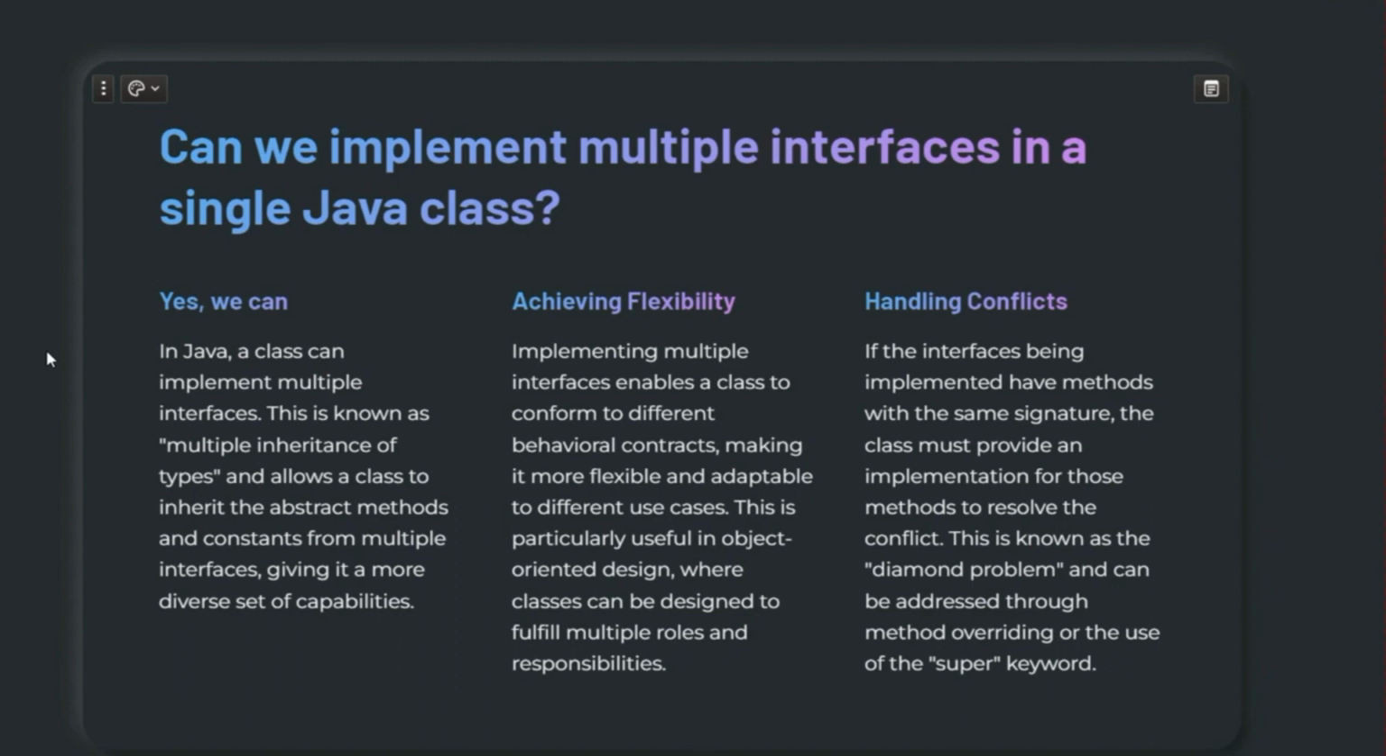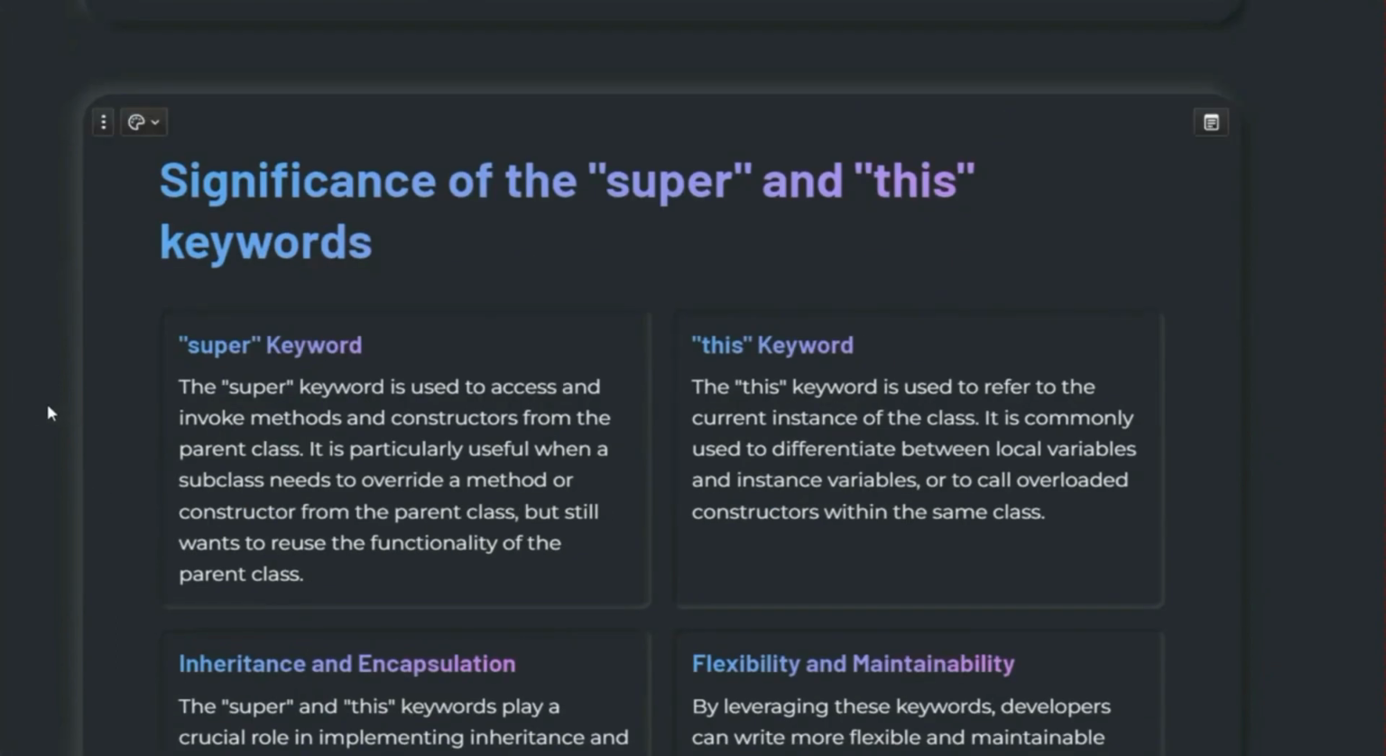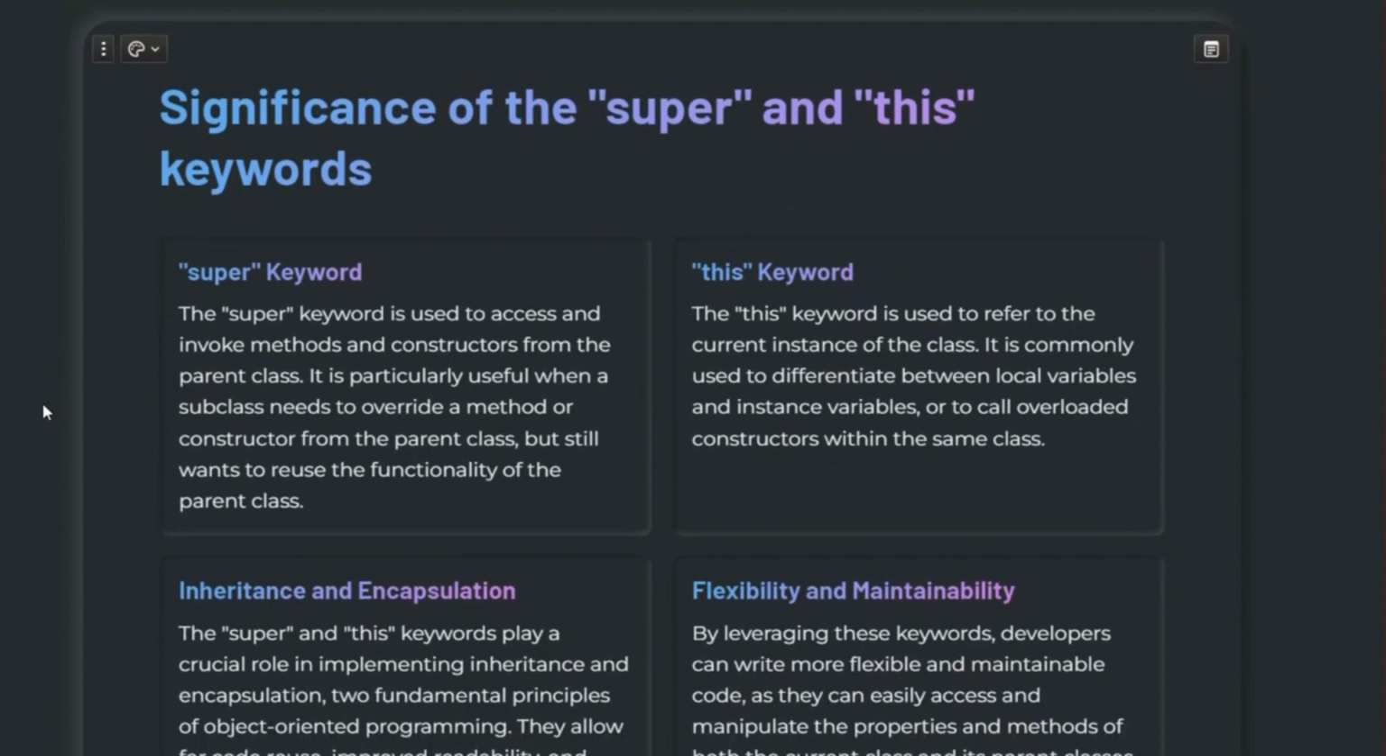If you are giving an Accenture interview, then there might be a 20 minute slot for you, right? So this is enough for the answer. But if you are giving TCS or any other company's interview, then please elaborate more, right? Okay, so let's go to the next question, that is regarding the significance of the super and this keywords.